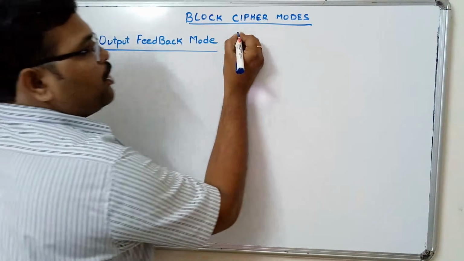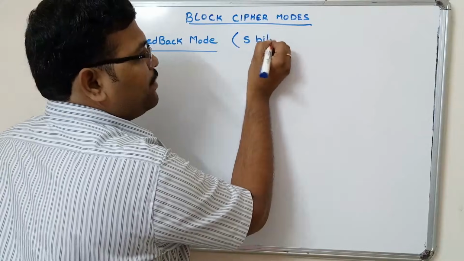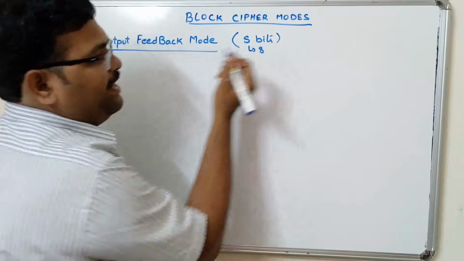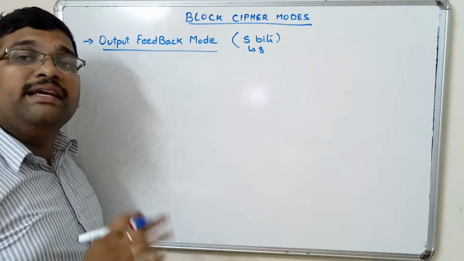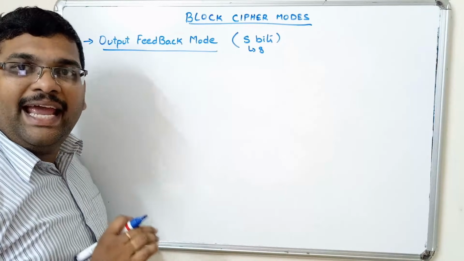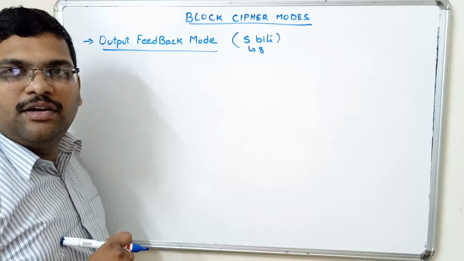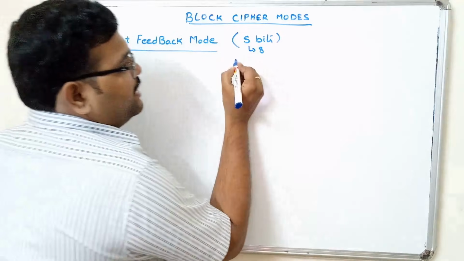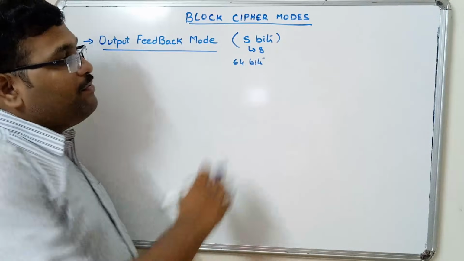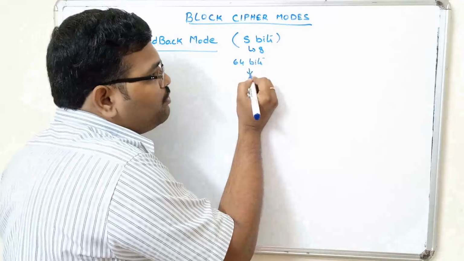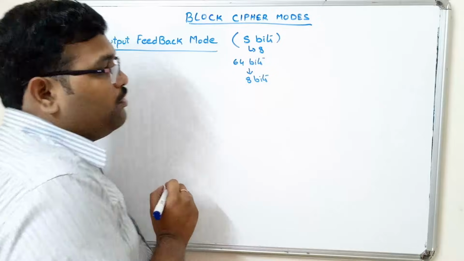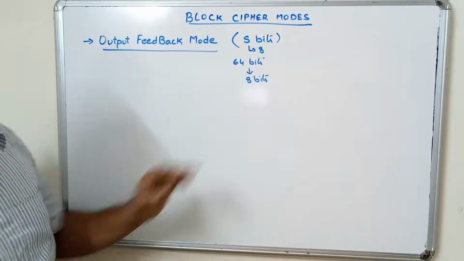So here we will process S bits at a time. S bits. So in general, S can be considered as 8. So we can consider any number. Initially, we can consider S as 8. So at a time, only 8 bits will be processed. So for this, we have to consider 64 bits. Initially, we have to consider 64 bits. From this 64, we have to consider only 8 bits. Right? So we have to consider only 8 bits.